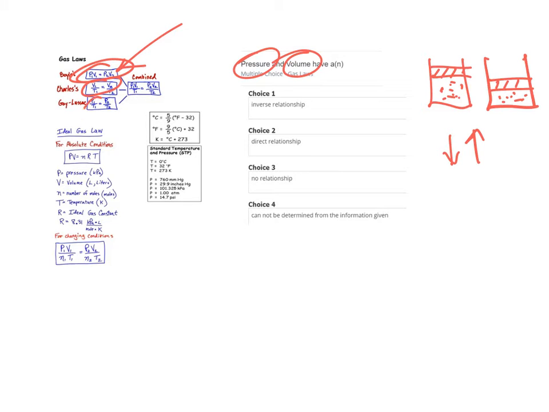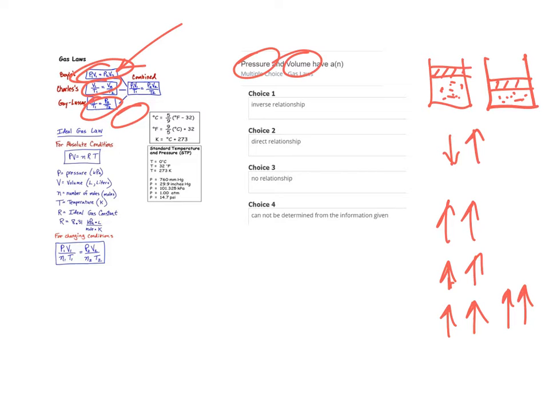Temperature and volume, pressure and temperature, and volume and moles, those are all direct relationships. When the temperature goes up, the volume goes up. Temperature goes up, pressure goes up. Amount of moles goes up, pressure goes up. Number of moles goes up, volume is going to go up. That's assuming the other stuff stays the same.